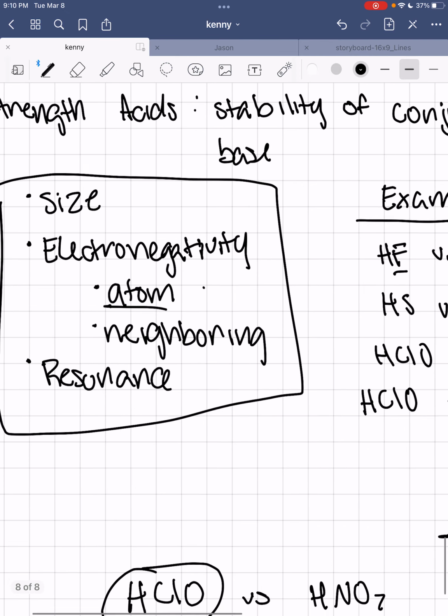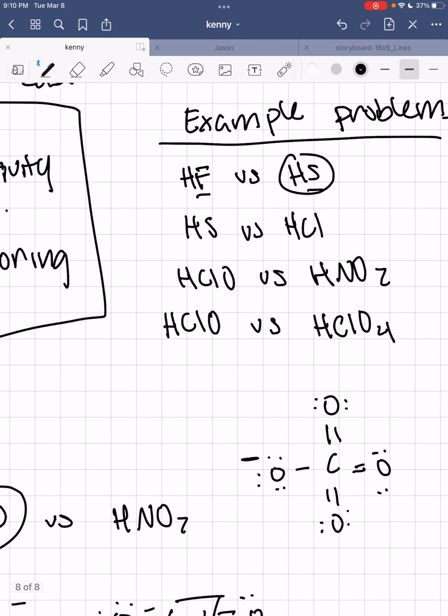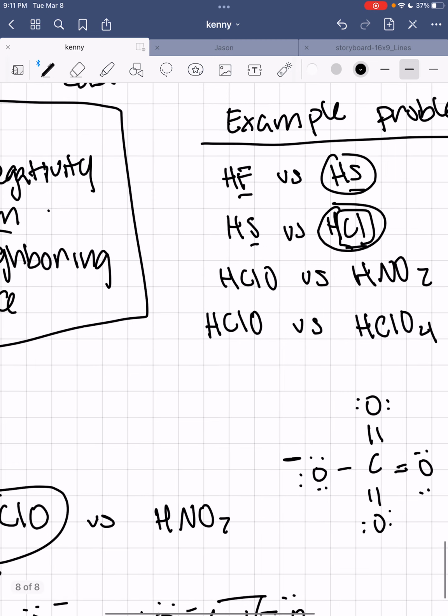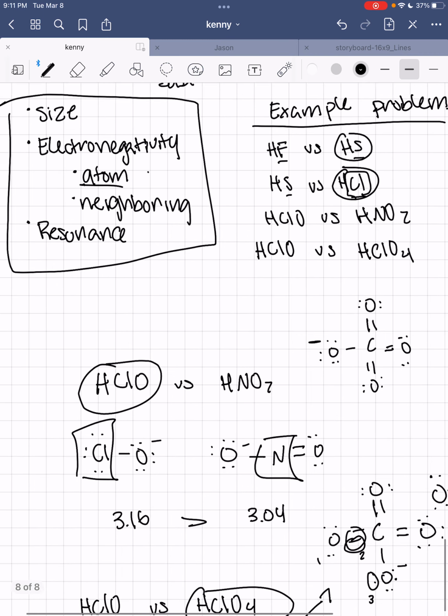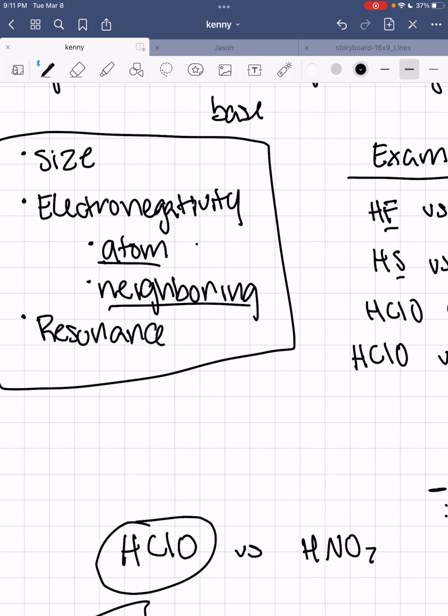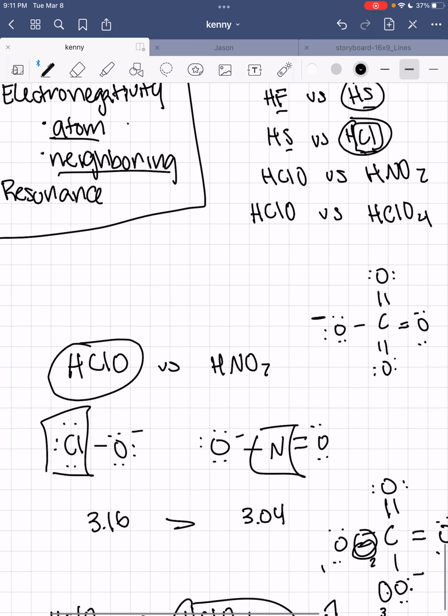Second one, electronegativity of the atom. Basically these are in the same period, so you would need the electronegativity of each atom to see which one is more stable. And fluorine has a higher electronegativity than sulfur, so this would be more acidic. For the next problem, you need to see the electronegativity of neighbor atoms. The oxygens had negative charges, so you need to compare the electronegativity of the atoms that are connected to the oxygens.